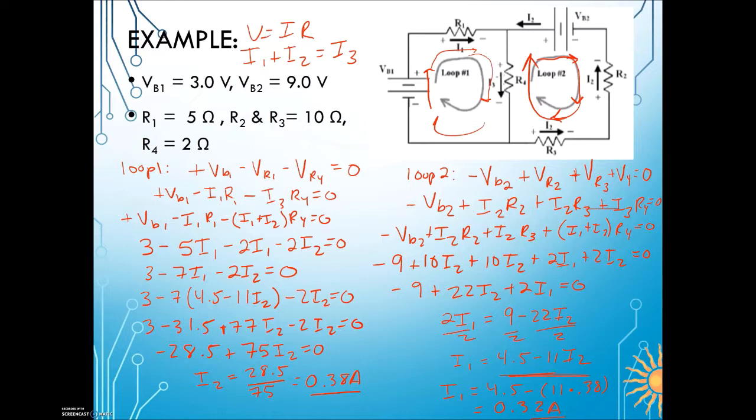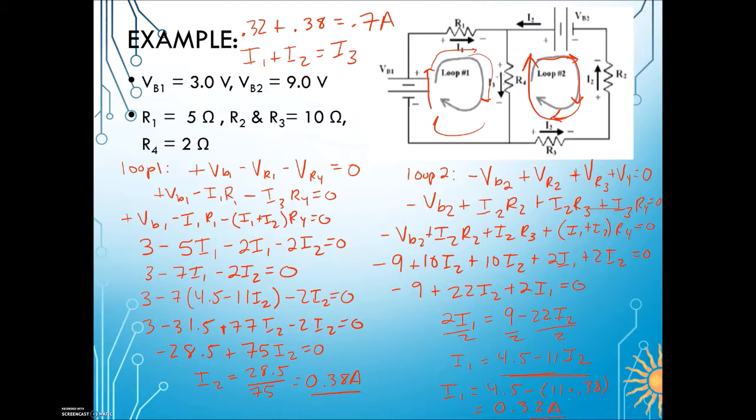And then to find I3, I just go into this equation up here, and we said that I1 was 0.32 plus 0.38, which is 0.7 amps for I3. So all of them turned out positive, so I chose correctly on my direction. Like I said, if one of these came out negative, then it just means that I chose the wrong direction for the current flow and it's actually flowing the other direction.